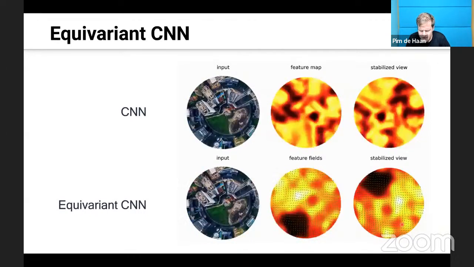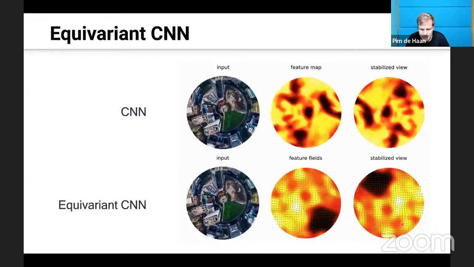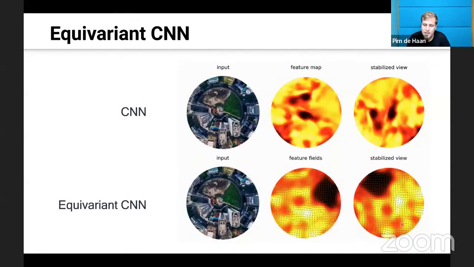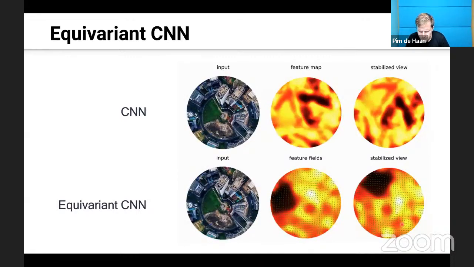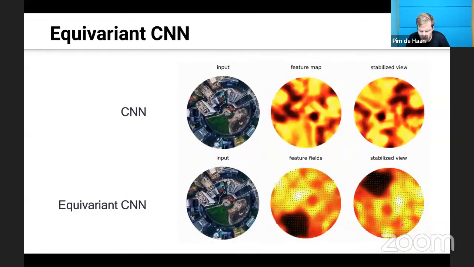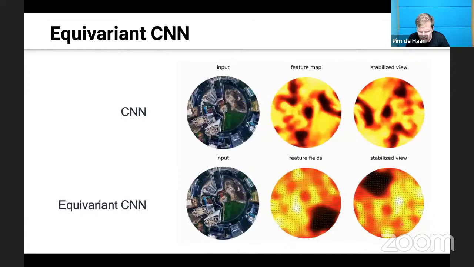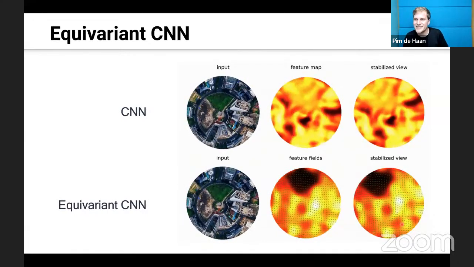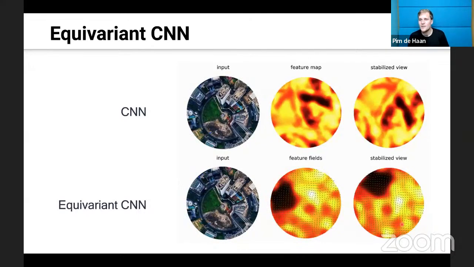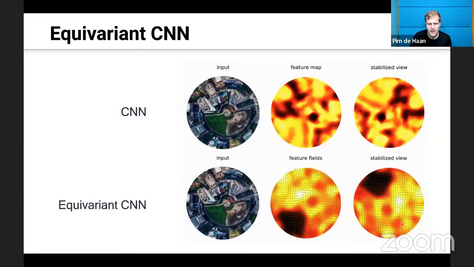Is there an equivariant CNN that is equivariant to mirroring? Yes. If you look in Cohen and Welling 2016, then you see an instance of that. And I think I'll leave the next questions for later. If it's okay with you, I'm going to continue.